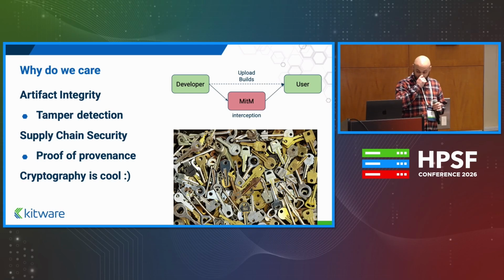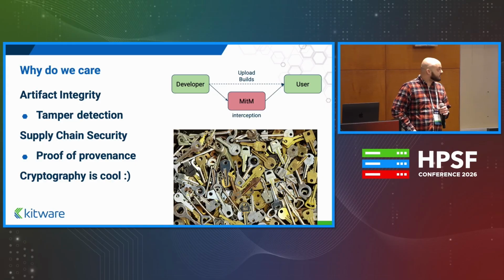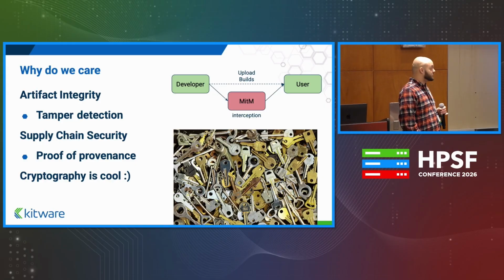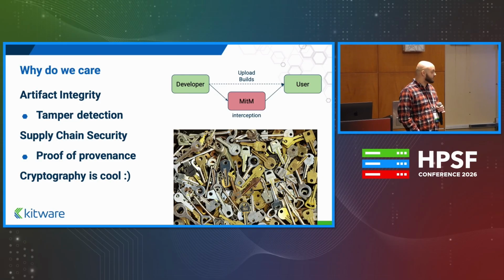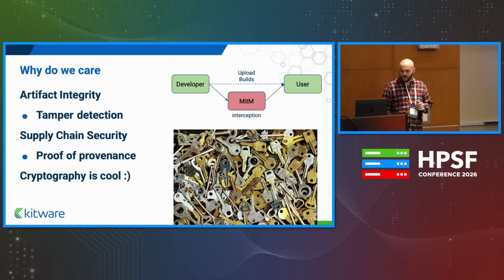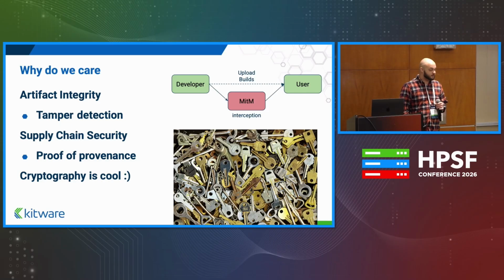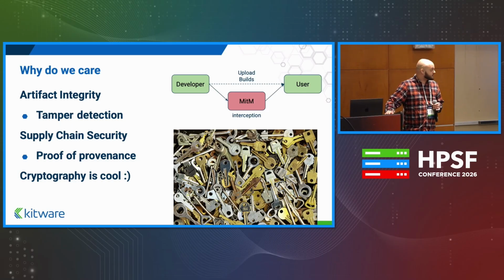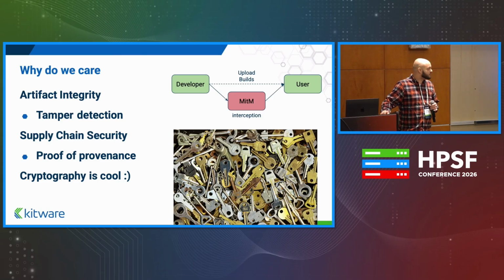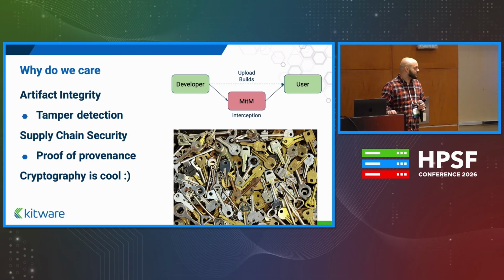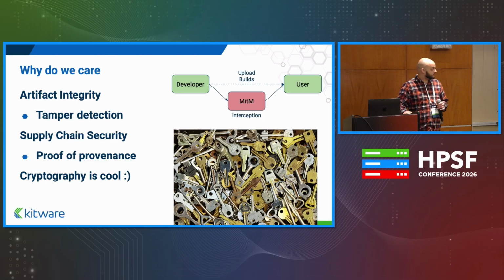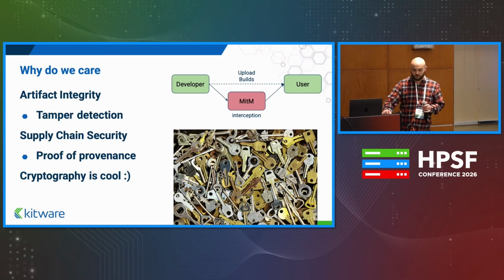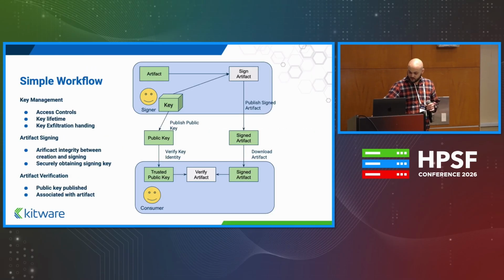Here you can see a really simple diagram. You have a developer who is uploading something. You have a man in the middle, and they change what the user receives with something malicious. Signing lets us add some additional information around the artifacts we're sending to users so they can verify if those things are from a trusted source.